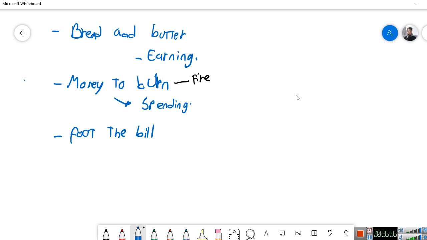Well, in this case it's kind of easy because I'm talking about a bill, so I'm pretty sure I'm talking about spending. So "foot the bill" is just simply a way to say I'm spending money to pay the bill. So, spending again.